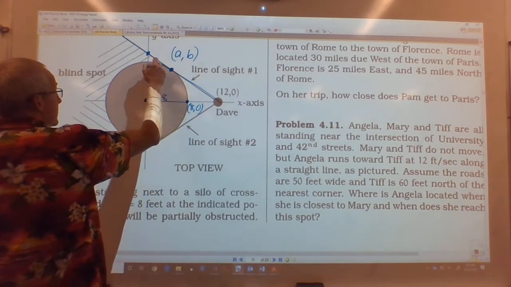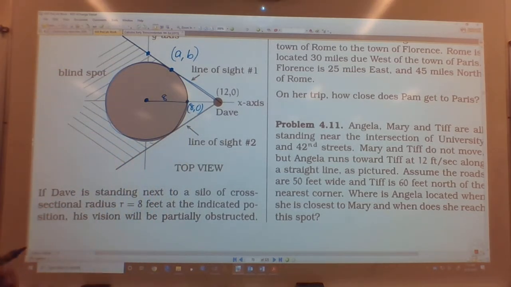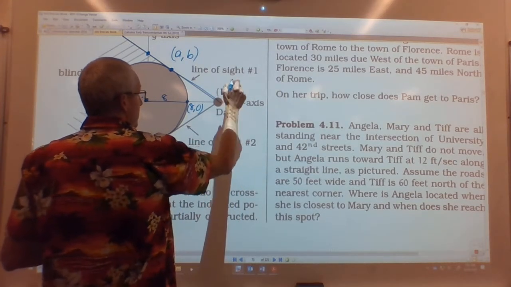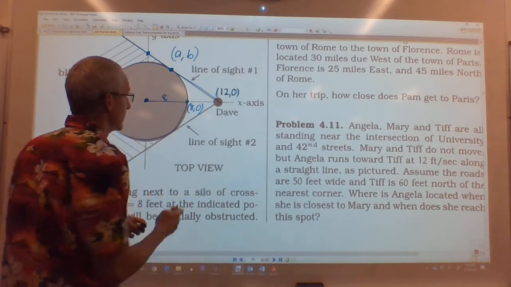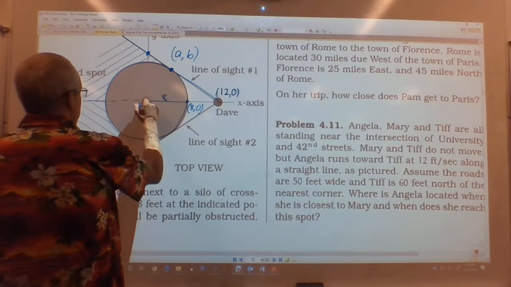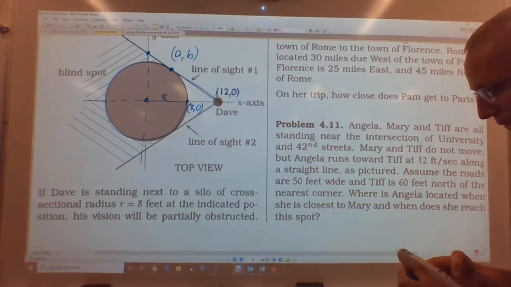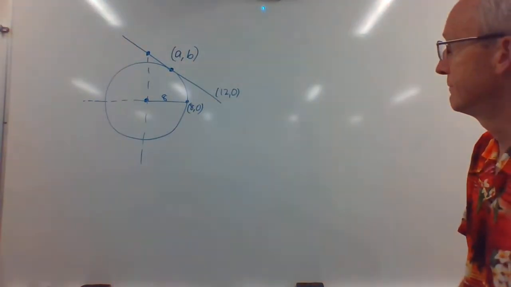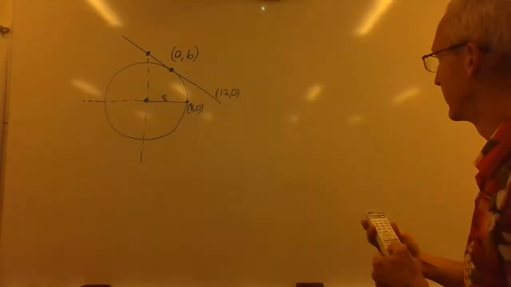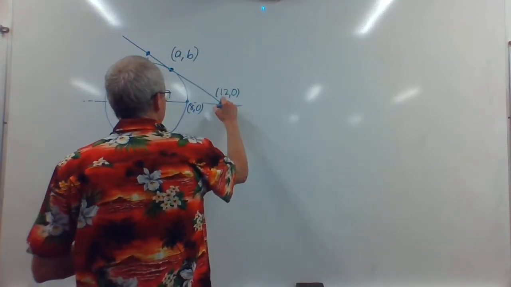So I am going to draw this picture here. So here's our circle. And if we know that one, we know this one, it doesn't really matter. So this is (12, 0). Let me draw the axes there. Okay, so this point there is (12, 0).